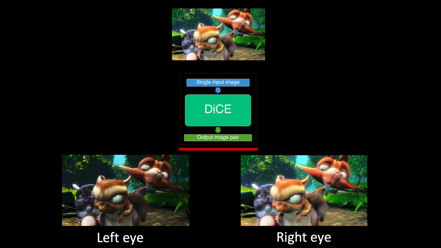DiCE is based on psychophysical models and findings. This leads to a much more consistent and predictable enhancement. In addition, DiCE can process an image pair in milliseconds, making it suitable for VR.